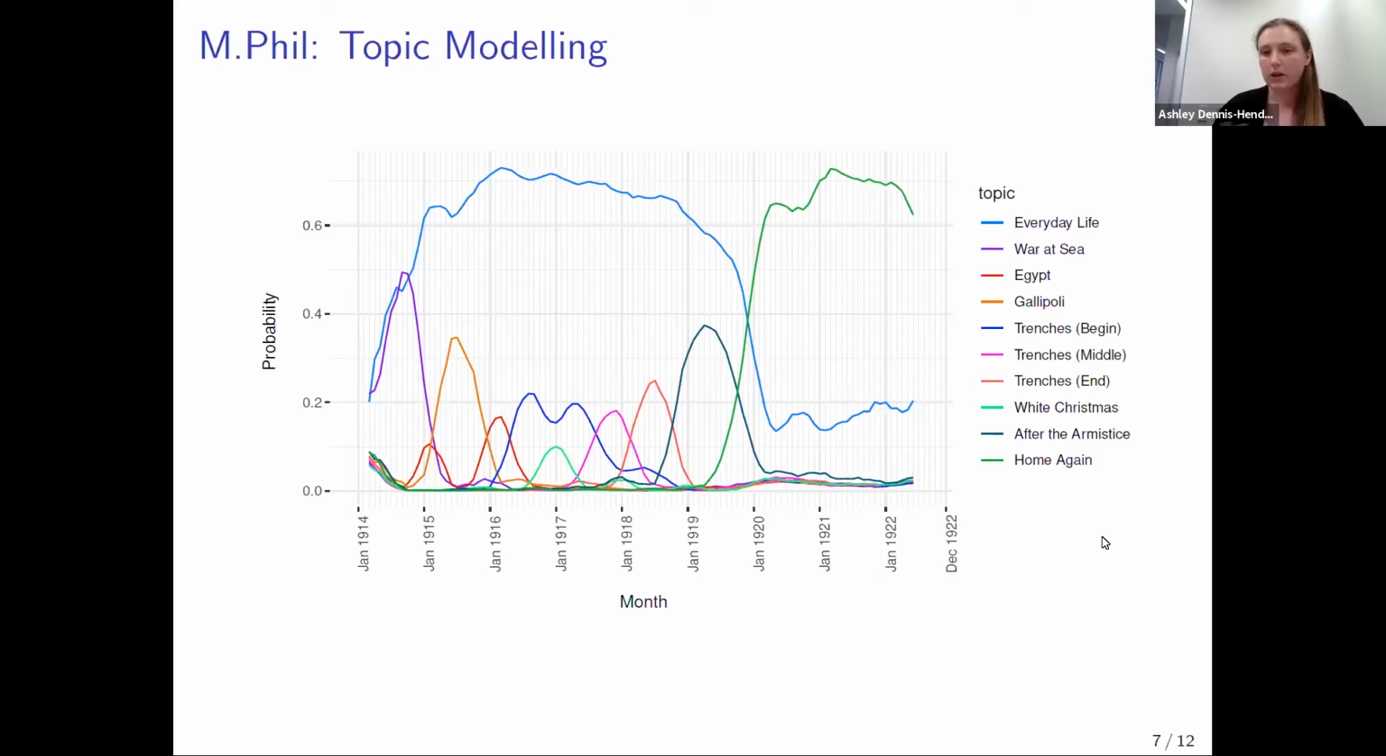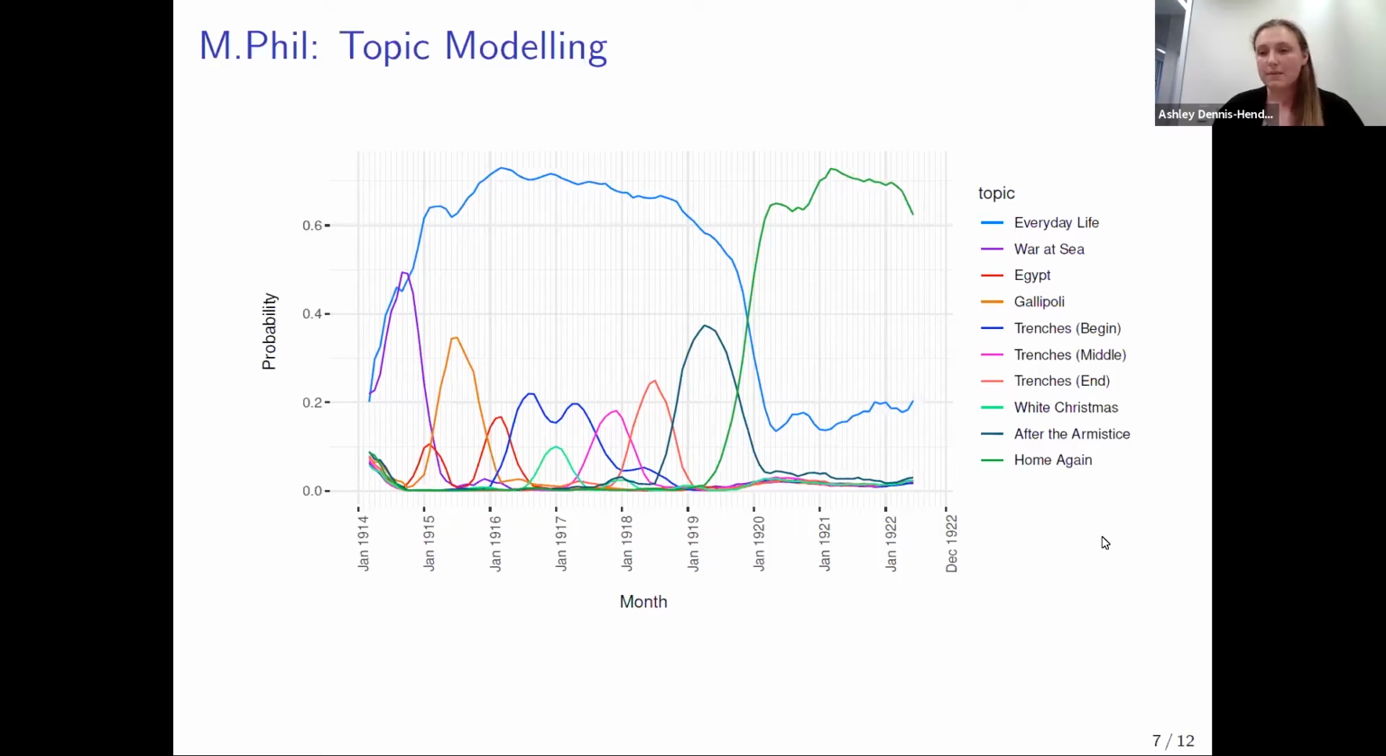And then we plotted the proportion of these topics over time, and this is what I'm showing here. Because I can't really show you the list of words, I've given each of the topics a name. For instance, the war at sea topic has a lot of words about boats and ships. It also has a lot of words regarding the sinking of the Emden, which was the first battle Australia was involved in in World War I. The Egypt topic has a lot of words like pyramids, Cairo, Alexandria, camel, that sort of thing.